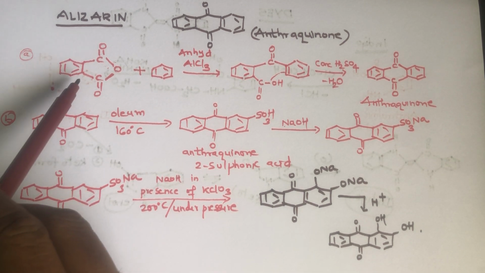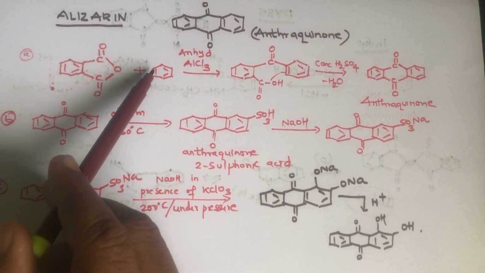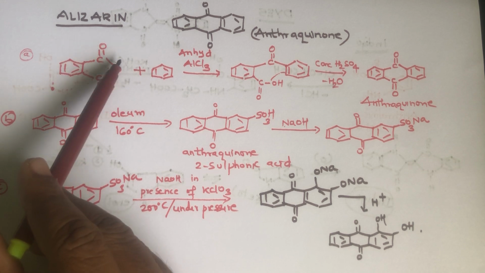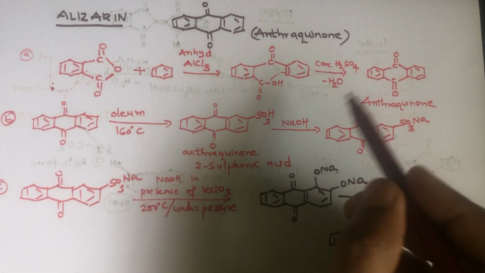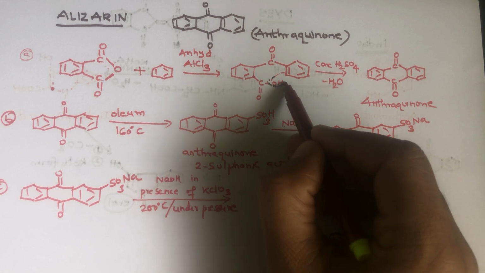So we should start with phthalic anhydride. Phthalic anhydride when treated with benzene, this carbon attacks here, so a bond between this carbon and this carbon is formed, and then the bond breaks. This is what you get. Next, on concentrated H2SO4, loss of water takes place.